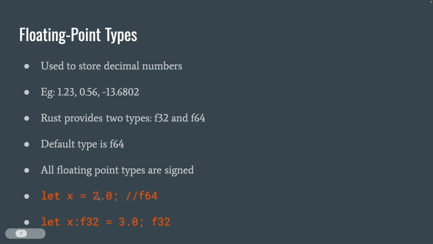Now, this is how you generally declare a floating point number. Let x equal to 2.0. This will create an F64 by default. Now, if you want F32, you will have to mention it explicitly. See, x: f32 will create a 32-bit floating point number.